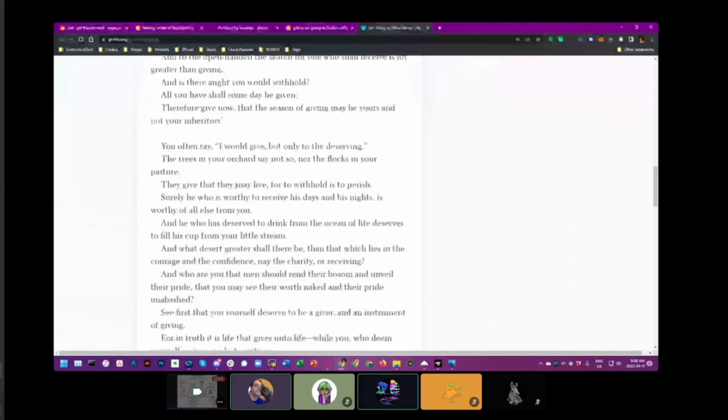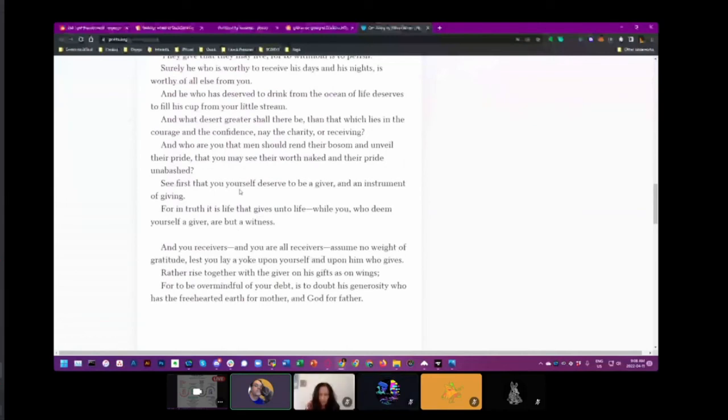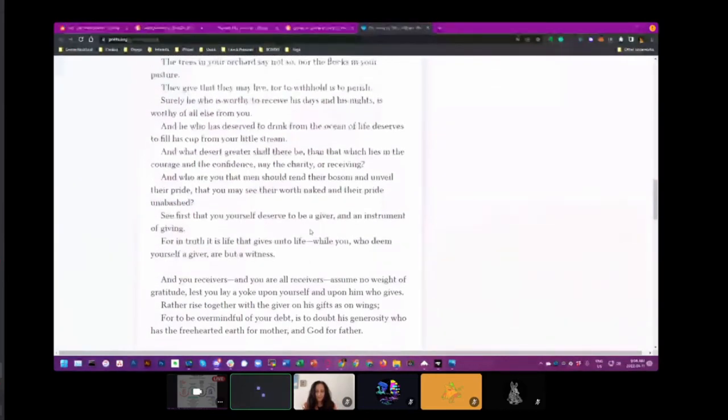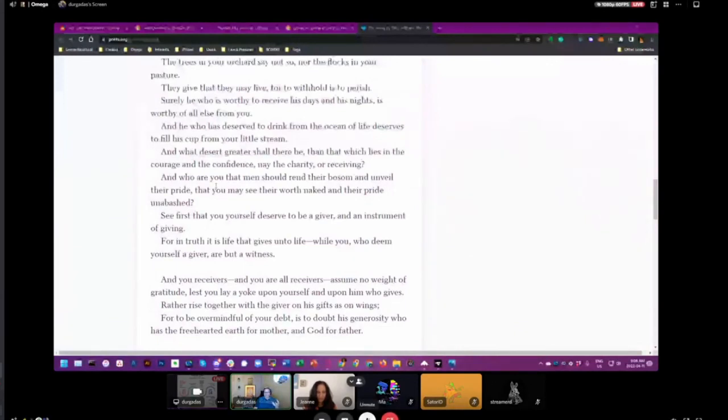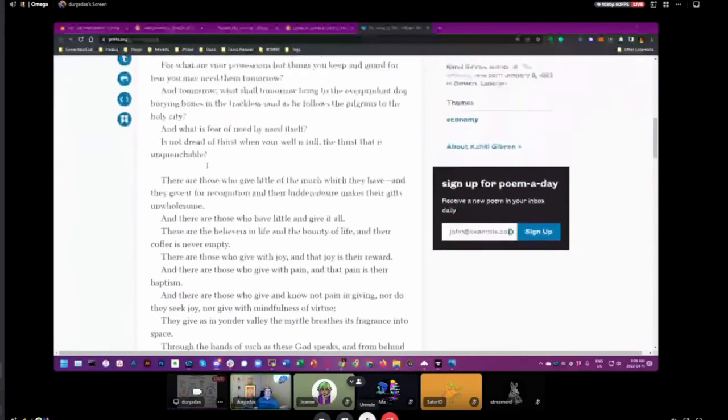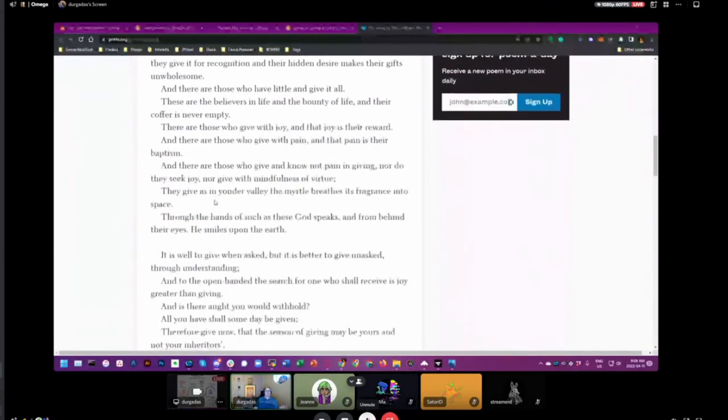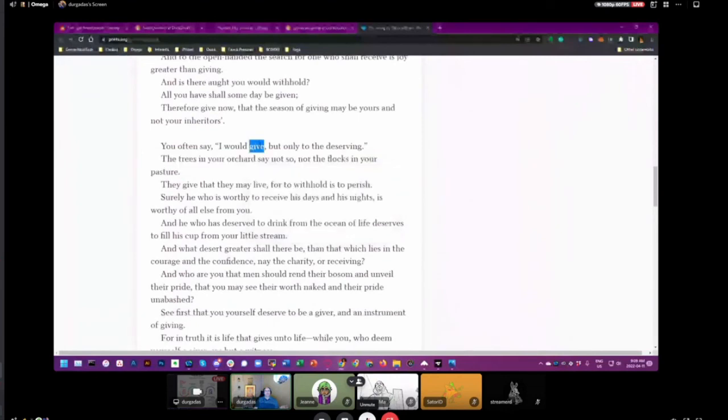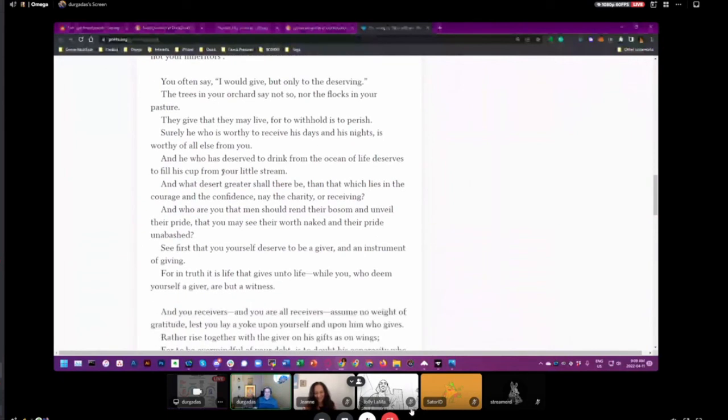All you have shall someday be given. Therefore, give now, that the season of giving may be yours and not your inheritors'. Right? So you can take principles straight out of a book like The Prophet. There's one section where you often say, I would give, but only to the deserving. The trees in your orchard say not so, nor the flocks in your pasture. They give that they may live, for to withhold is to perish. You know what I'm saying? When you have a reward system, you're basically saying, here's someone that deserves a thing, but that doesn't make any sense.